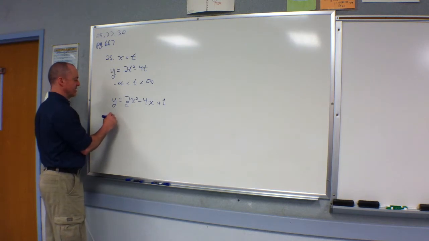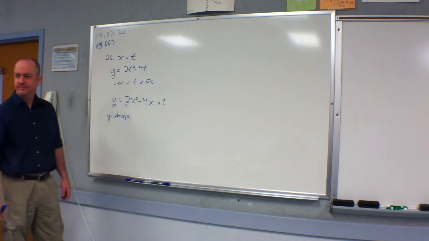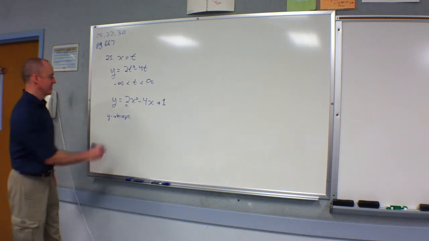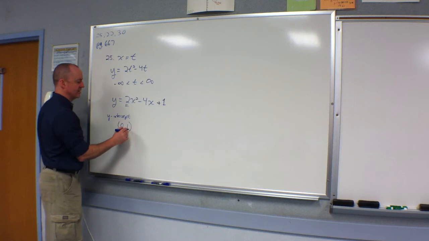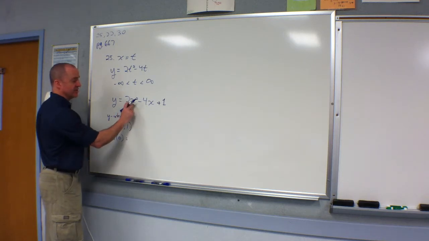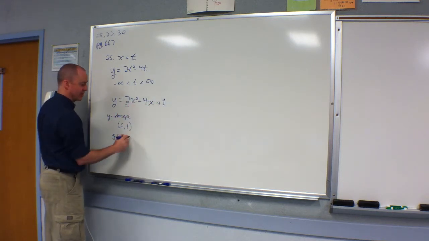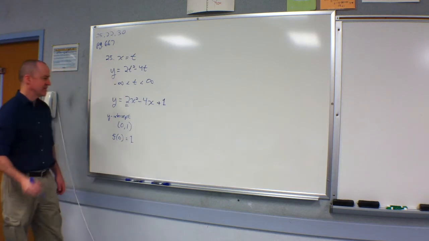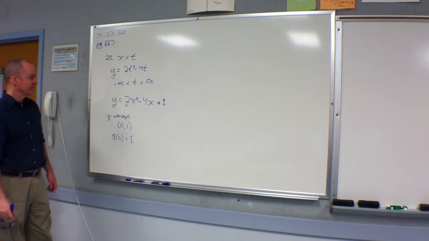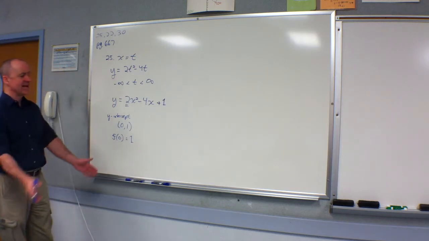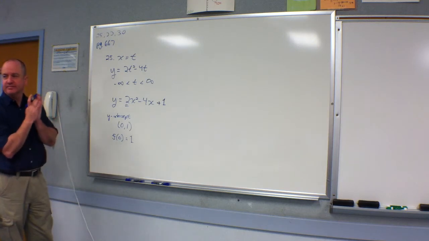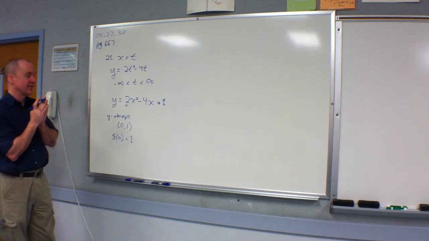What's its y-intercept? Let's start figuring out some stuff about it. The y-intercept is (0, 1). If I put in 0 for x, if I ask myself what is f of 0, I get 2 times 0 squared minus 4 times 0 plus 1. So it passes through the point (0, 1). How do we find out if it has any x-intercepts? Set y to 0 and then just solve.